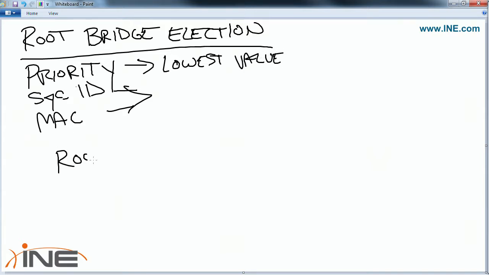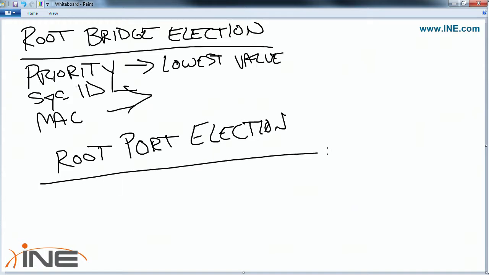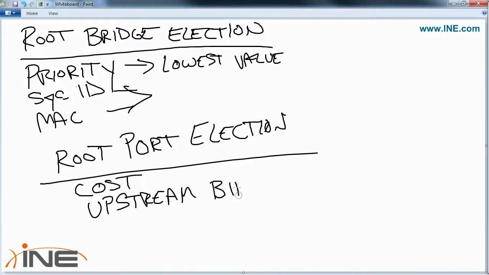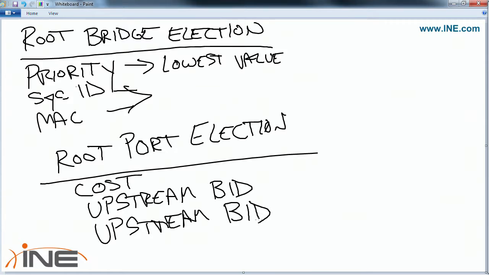If we want to change the root port election, this is based first on what? The end-to-end cost. If there's a tie in the cost, then we look at the upstream bridge ID. If there's a tie in this value, we look at the upstream port ID. Where this last one is a tiebreaker if you have multiple links to the same switch. And you would choose whatever their lowest port number is.